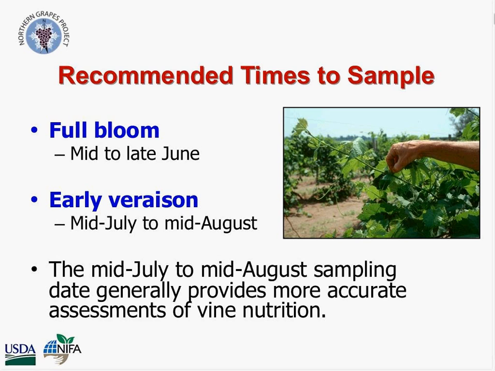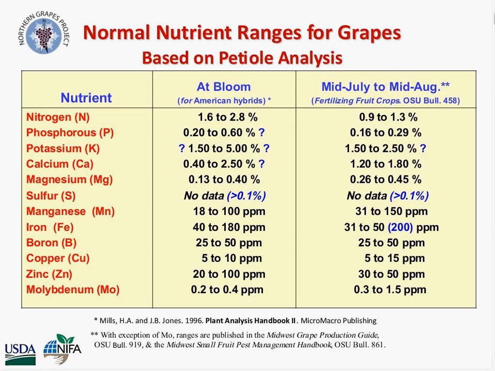Now, as far as nutrient ranges, we have, for the two, the bloom and mid-July to mid-August. The bloom ranges are from the Plant Analysis Handbook by Mills and Jones, whereas the mid-July to mid-August are from Fertilizing Fruit Crops, an old Ohio State bulletin. But even there, that is still available in the Midwest Grape Production Guide. It's the same one with the exception of molybdenum.